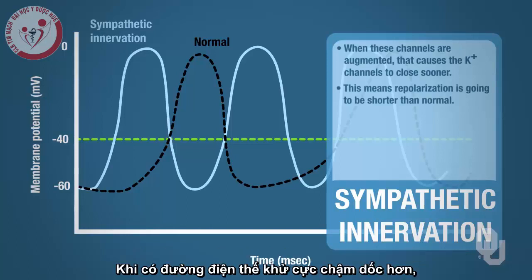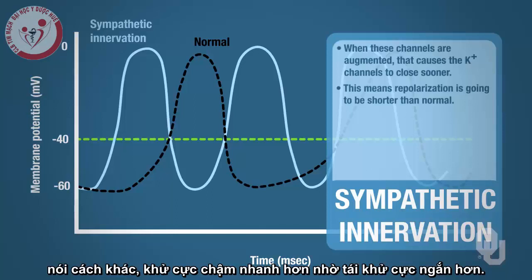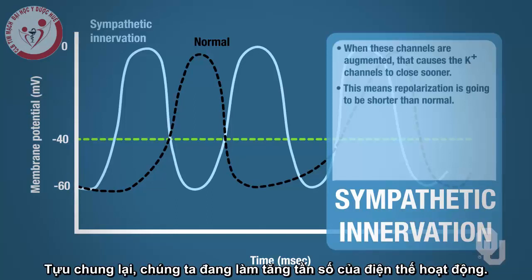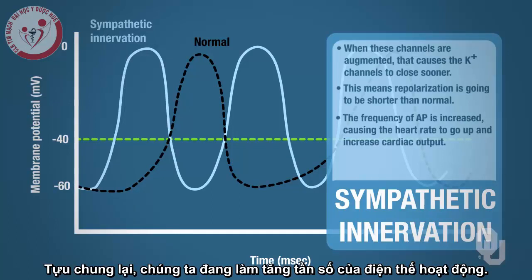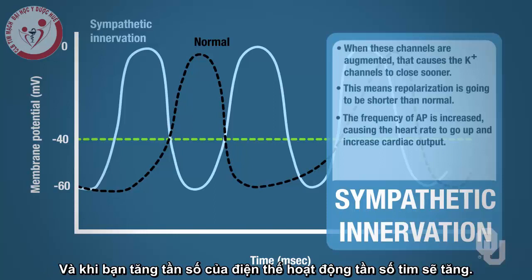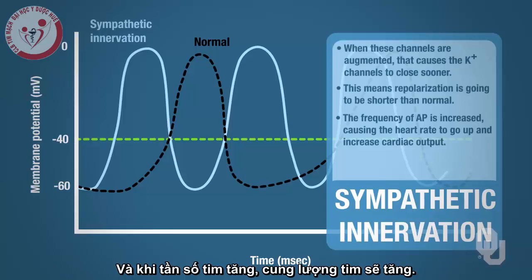By having a steeper slope for depolarization, in other words a faster slow depolarization, and by repolarization being shorter, together we're increasing the frequency of these action potentials. And when you increase the frequency of these action potentials, the heart rate is going to go up. And when the heart rate increases, cardiac output will increase.